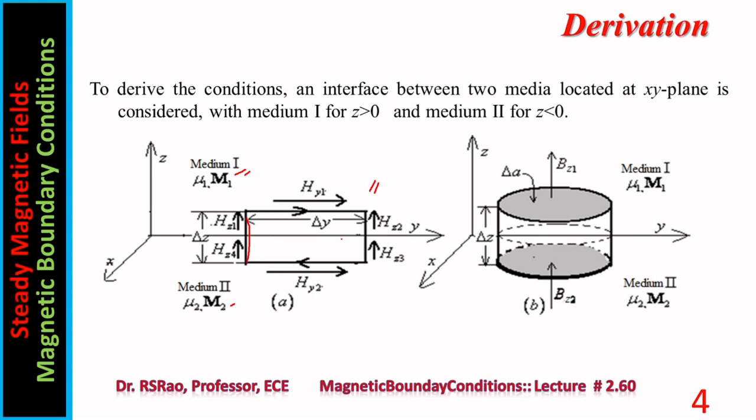To obtain the boundary condition pertaining to normal components, we consider a Gaussian pillbox. Half of it is above the interface, the remaining half below the interface. So half of the box is in medium 1, the remaining half in medium 2, as shown in the diagram. Now we apply Gauss law for magnetic fields over this closed surface.